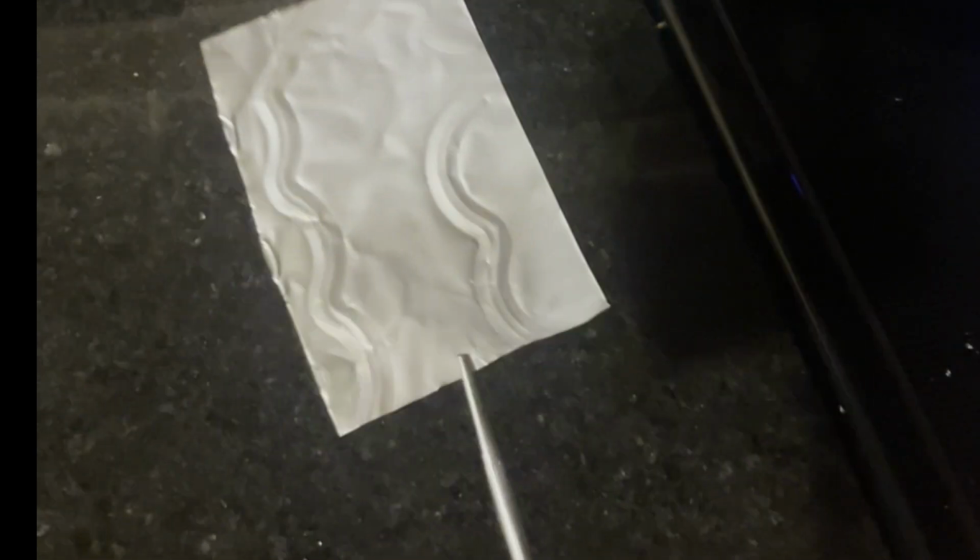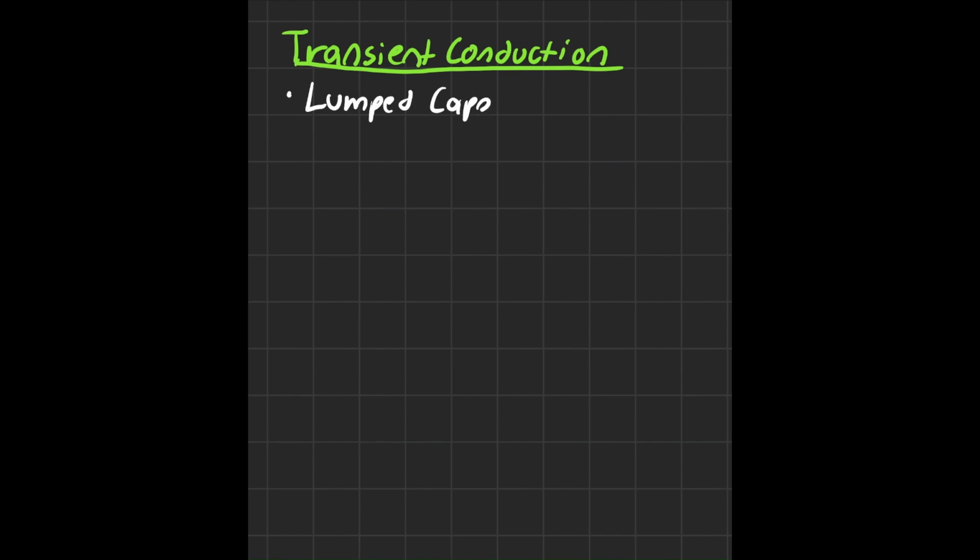Hello, in this video, we will be measuring the convection heat transfer coefficient of the air in my apartment by analyzing heat transfer in this aluminum sheet. The system is experiencing transient conduction as the temperature is changing with time. There are three methods that can be used to model heat transfer in the aluminum sheet.